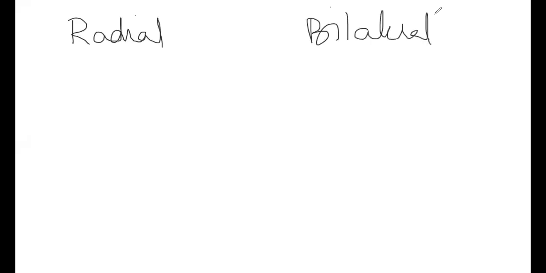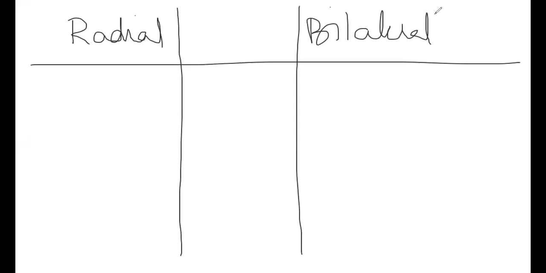Okay, so we are taking the differences between radial symmetry and bilateral symmetry. First of all, let us see the differences between them. In radial symmetry and bilateral symmetry, the principal axis, number of planes, all these are going to be different here.